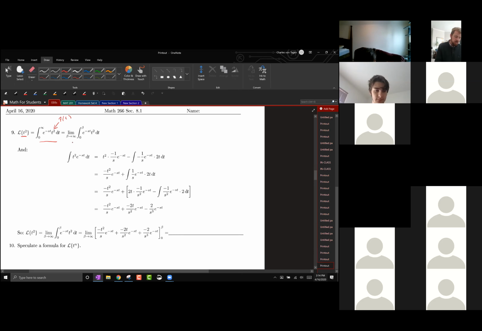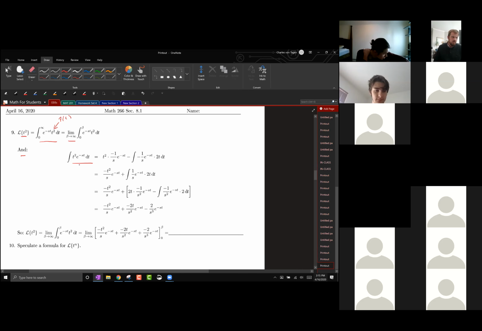Now, because I'm dealing with upper limits of integration, I need to put a limit there. And then what I went ahead and did was I evaluated this. I'm sure you've done this very integral several times before in your Calc 2 careers. It's a little bit messier with that s as opposed to a number. But I went ahead and integrated it by parts.